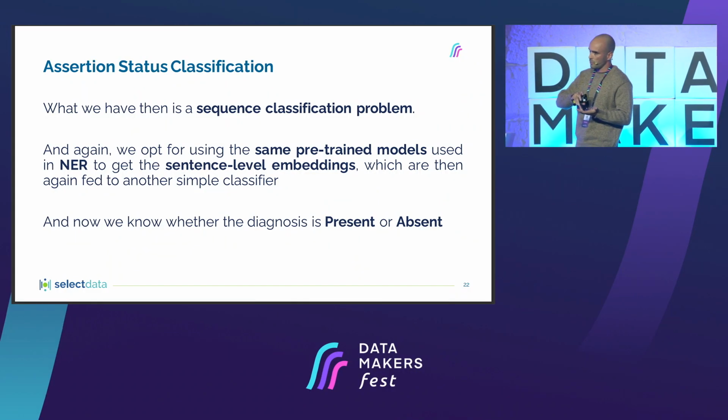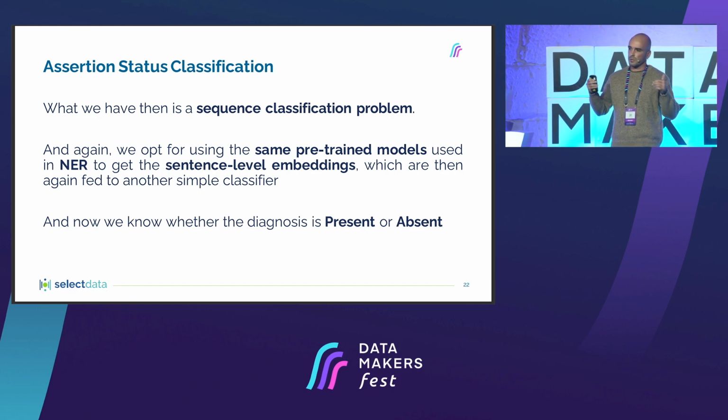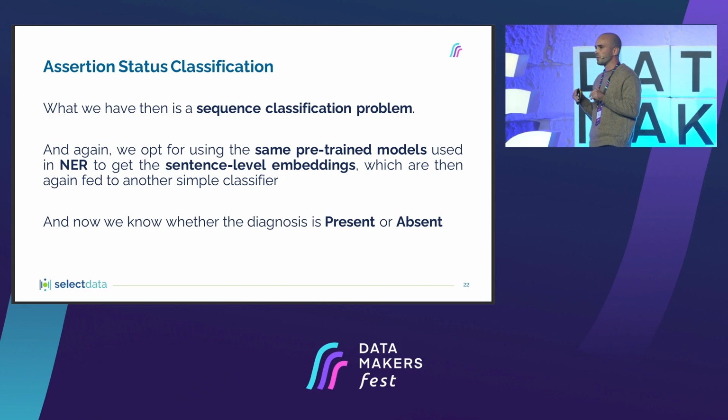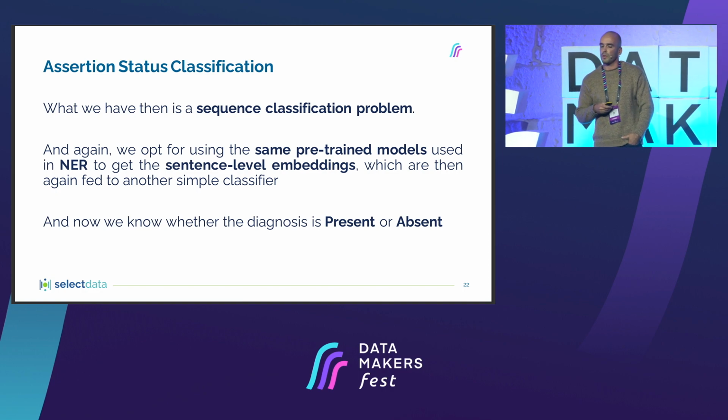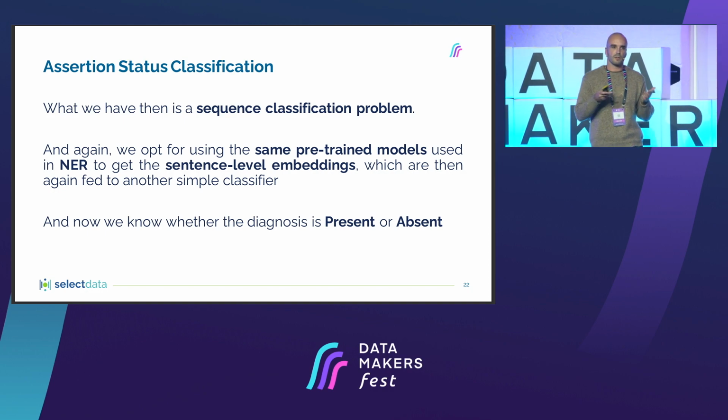And this is essentially a sequence classification problem. So what we have is a sentence where we detect our entity, and then again focusing on these transformer models, what we do is, instead of looking at the token level, we look at the sentence level. So we pull the embeddings of all of the tokens, we wrap the entity of interest around special tokens, and then we fine-tune our model in order for it to classify the whole sequence as, in this simpler case, present or absent.